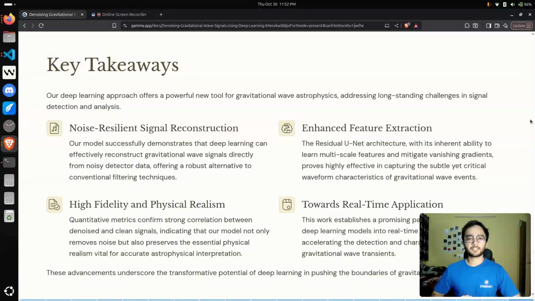And this establishes a promising pathway for integrating this into real-time LIGO data pipelines, which is a huge step forward for astrophysics. Okay, so that was my presentation.